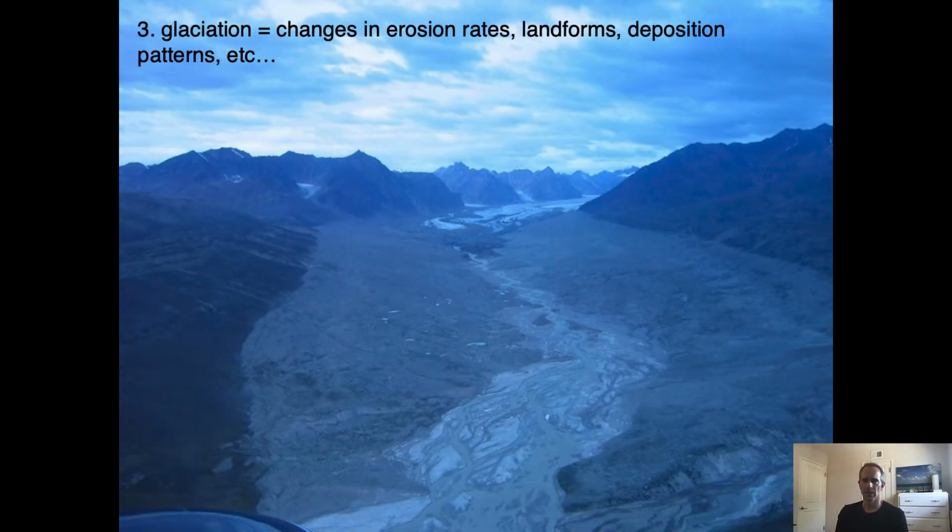Another major change is changes in glaciation. So in Southern California, we really don't see a whole lot of impact from this. There is evidence of glaciers in the San Bernardino Mountains, but most of Southern California was not glaciated. But in other parts of North America, there are big changes due to advancement or retreat of glaciers, and big changes in the geomorphology associated with that.